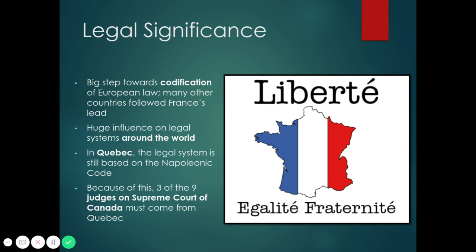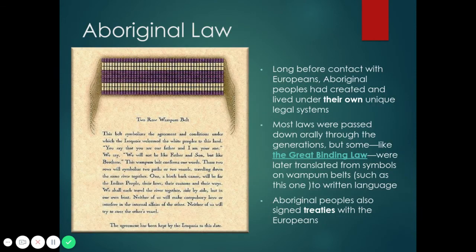And interestingly, because the Supreme Court of Canada has 9 judges, and some of the cases that come to it come from Quebec with a different legal tradition, there is actually a rule that says that at any given time, 3 of the 9 judges on the Supreme Court must come from Quebec so that they're familiar with that system. So that's a big significance.